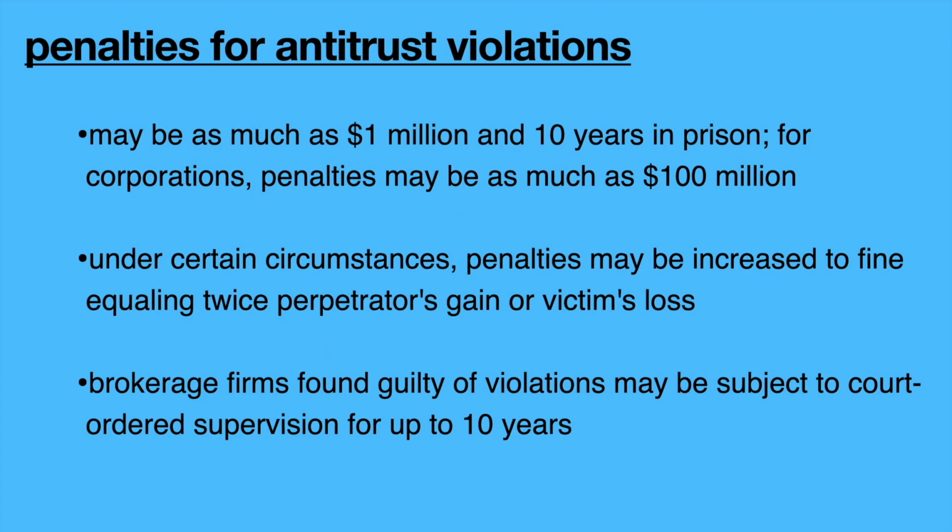Penalties for antitrust violations may be as much as $1 million and 10 years in prison. For corporations, penalties may be as much as $100 million. Under certain circumstances, penalties may be increased to a fine equaling twice the perpetrator's gain or the victim's loss.